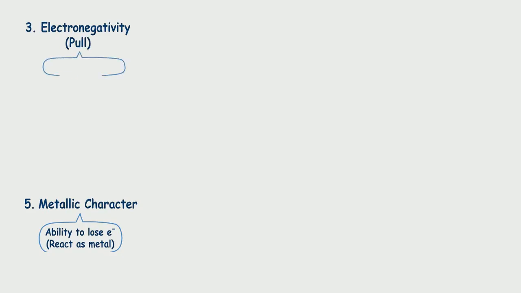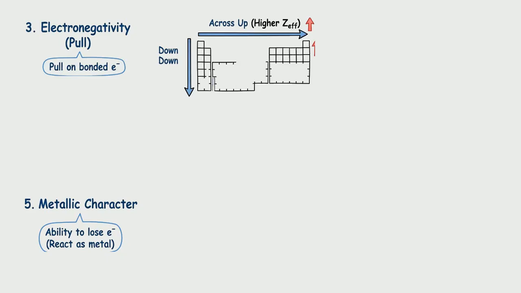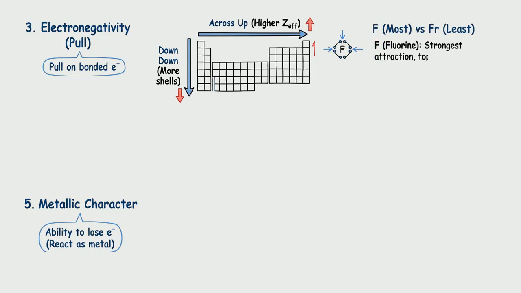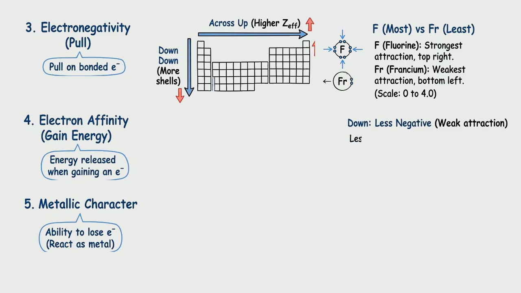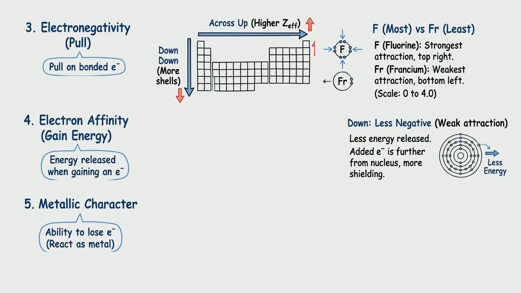Fourth, electron affinity. That's the energy change when an atom gains an electron. Across a period, it becomes more negative. Atoms want to gain electrons to complete their shells. Down a group, it becomes less negative. Larger atoms don't attract extra electrons as strongly. Fifth, metallic character. That's how easily an atom loses electrons. Across a period, metallic character decreases. Down a group, it increases. That's why cesium is more reactive than lithium, and why chlorine is more reactive than iodine.